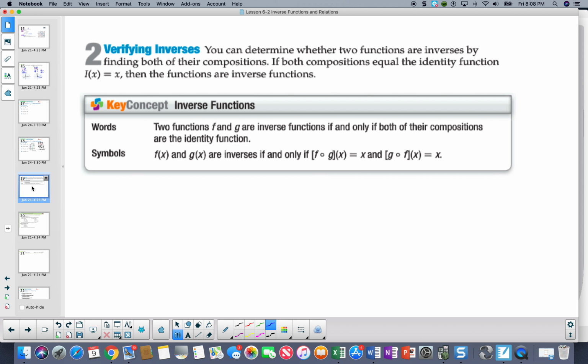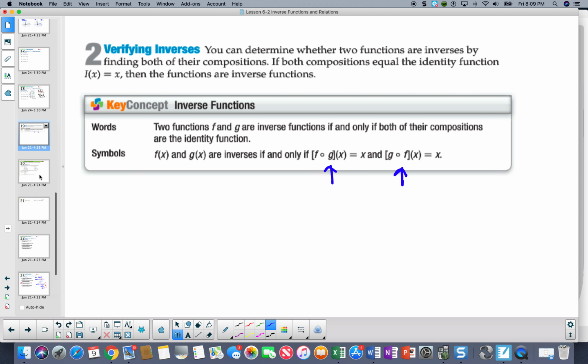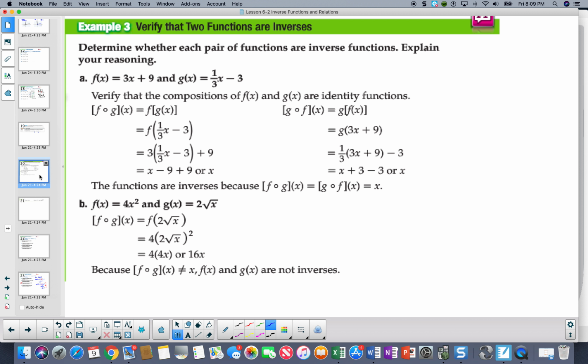Okay, verifying inverses. How can you tell whether something's an inverse without just going through the process of finding the inverse? Well, there is a faster way. The fast way is you can take the two functions and take their composition both ways, and if they yield x, then we say they're inverses. The idea of an inverse is the undoing process. So if two things are undoing each other, you're going to get back to x. You're not going to have any multiplying or dividing or adding or subtracting. Let's look at this example.